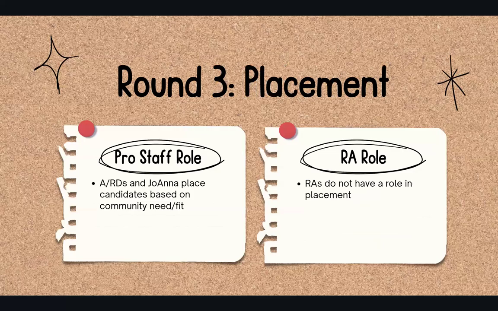Round 3 is the placement round. After candidates have successfully completed the first 2 rounds, they move to the placement round. The placement meeting is where all RDs and the associate director, Joanna, sit in a room and talk about which candidates, including returning RAs, will suit their community and its needs. Some candidates will be hired and placed in a community. Some will be placed on the alternate list, and if a spot becomes available, they will be considered for it, and some candidates are declined. You do not have an active role in this round.